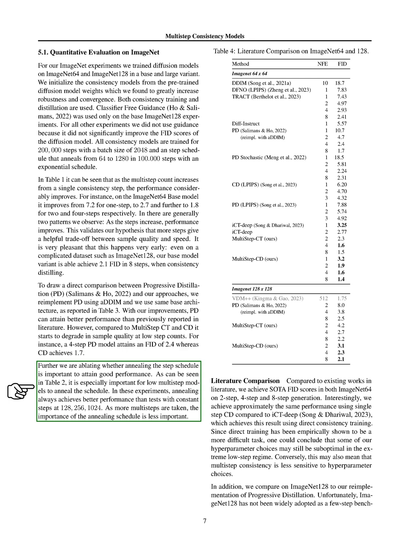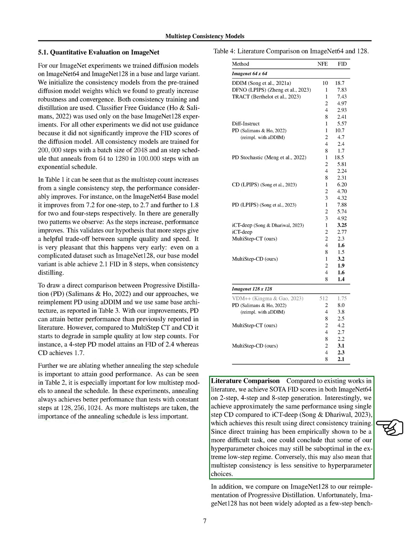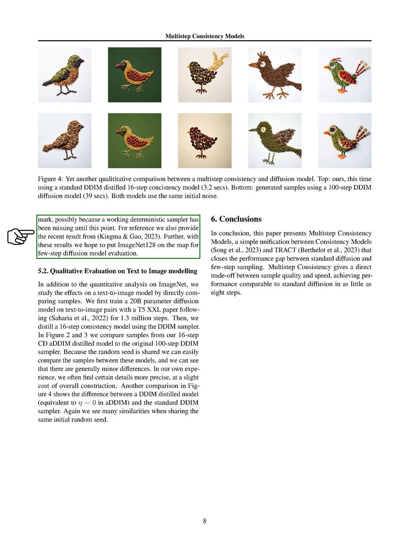Annealing the step schedule proves crucial for achieving good performance, especially for low multi-step models. In comparison to existing literature, our approach achieves state-of-the-art FID scores on ImageNet 64 for 2-step, 4-step, and 8-step generation. We also achieve comparable performance using a single-step CD model compared to ICT Deep, which relies on direct consistency training. Our results suggest that multi-step consistency may be less sensitive to hyperparameter choices, highlighting the effectiveness of our approach in improving sample quality and performance.